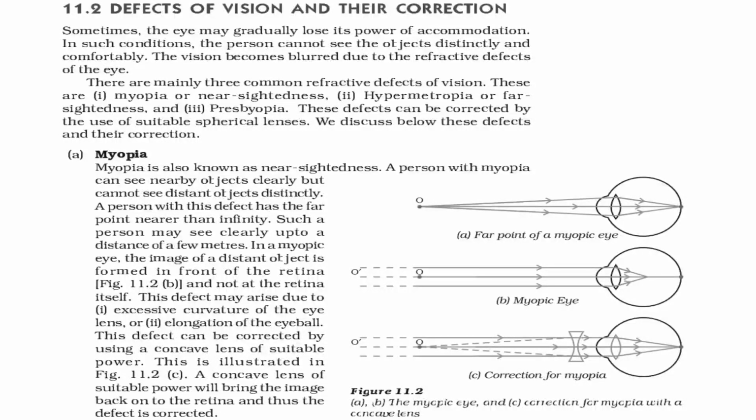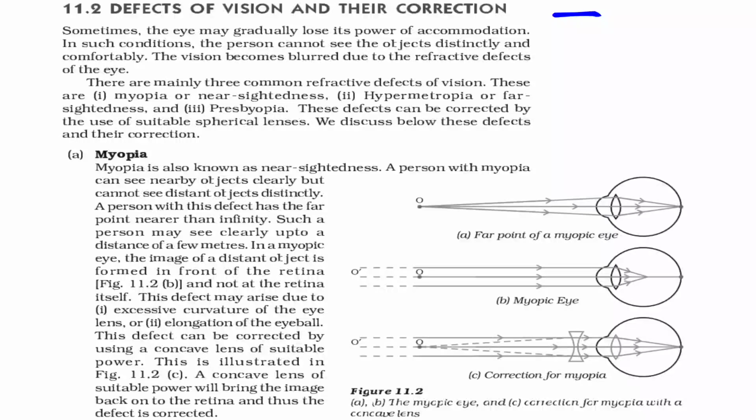Now the defects of vision and their corrections. Sometimes the eye may gradually lose its power of accommodation. In such a condition, the person cannot see objects distinctly and comfortably. The vision becomes blurred due to refractive defects of the eye. There are mainly three common refractive defects of vision: myopia or nearsightedness, hypermetropia or farsightedness, and presbyopia.